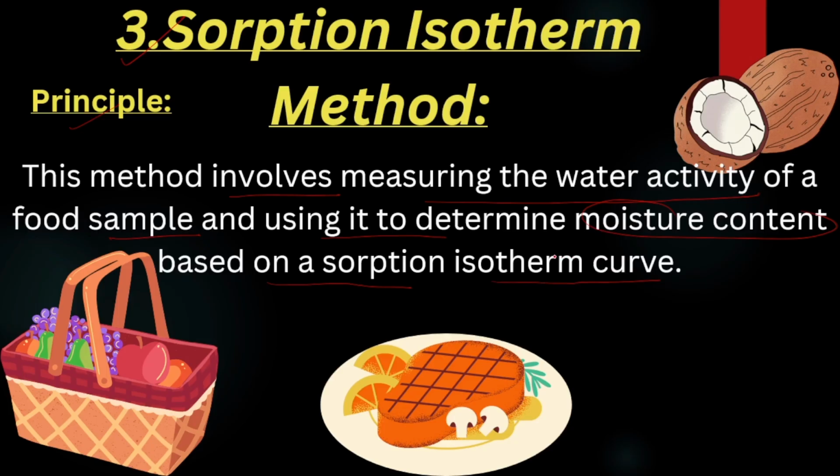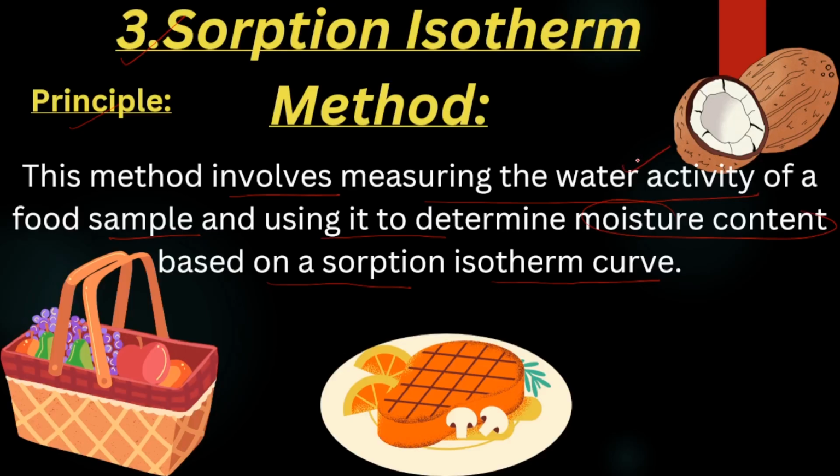used to study the relationship between the moisture content of the food product and the water activity at constant temperature. It provides critical information about how a food product interacts with moisture, which is important for understanding its stability, shelf life, texture, and overall quality. Sorption isotherms are particularly used to assess the drying process, the packaging requirements and the storage conditions.